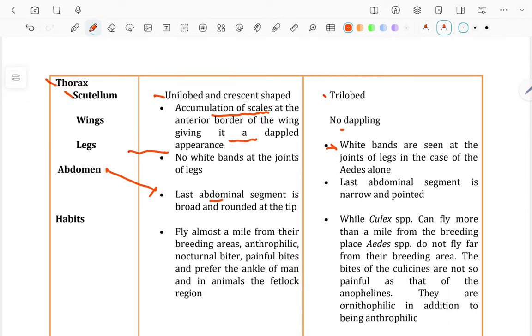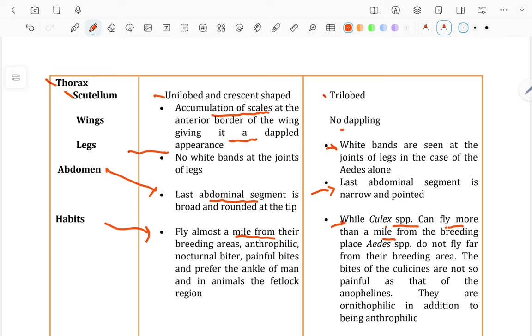Abdomen. Last abdomen segment is broad and rounded at the tip. Last abdomen segment is narrow and pointed. Habit. Fly at most a mile from their breeding area. Anthropophilic, nocturnal, biters, painful bites, and prefer the ankle of man and in animal the fetlock region. जबकि इसमें Culex species can fly more than a mile from the breeding place. Aedes species do not fly far from their breeding area.